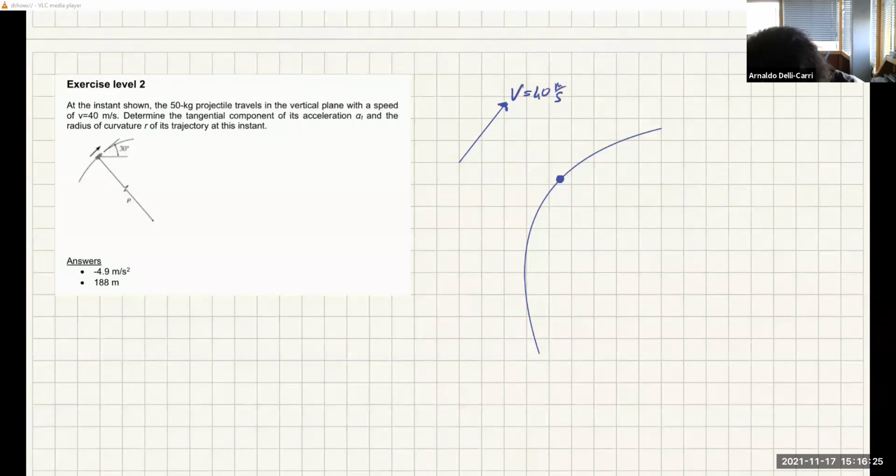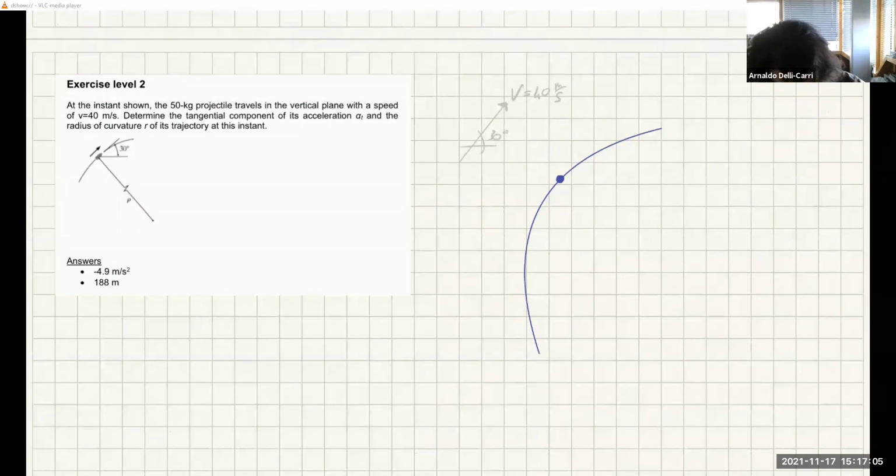Let me do this in gray because I don't want to include this in the free body diagram. Don't include the velocities in the free body diagram. Never include it in the free body diagram. We want to determine the tangential component of its acceleration, so the a_t basically, and the radius of curvature, rho in this case, of its trajectory at this particular instant. We know that there is a 30 degrees angle, so this v in this case is angled at 30 degrees, and it's in the tangential direction.